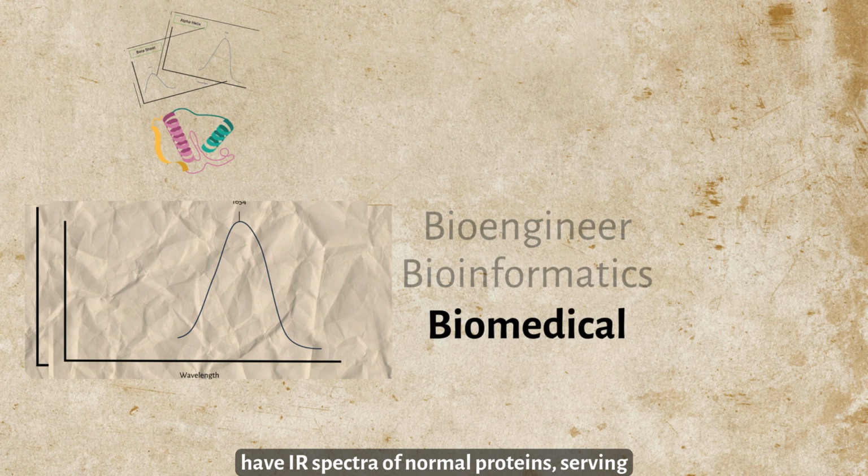You have IR spectra of normal proteins, serving as a reference point. By comparing these with the misfolded spectra from the box, you can detect deviations and pinpoint structural abnormalities.